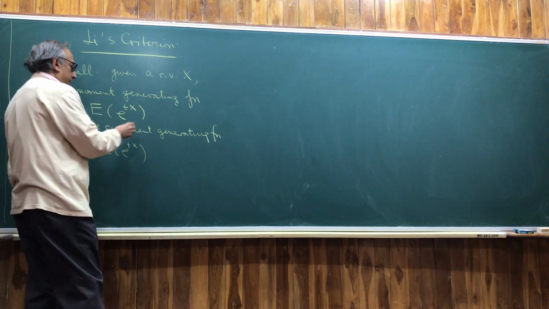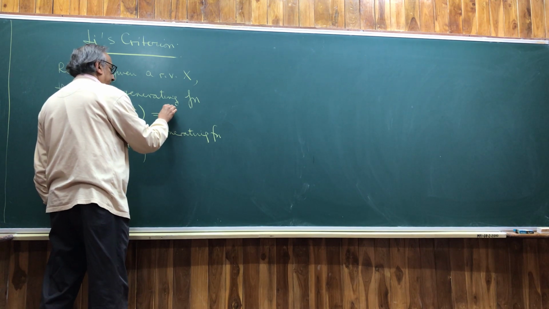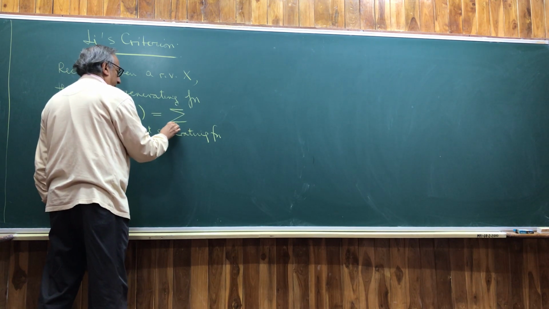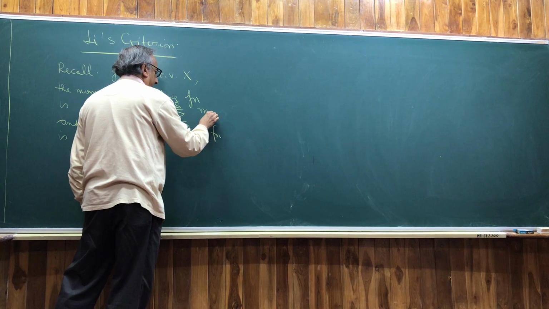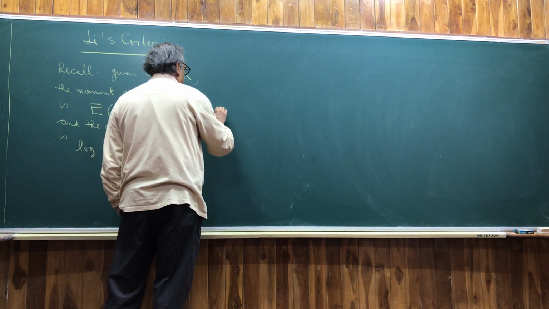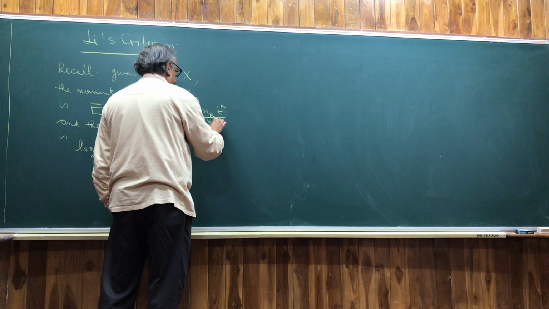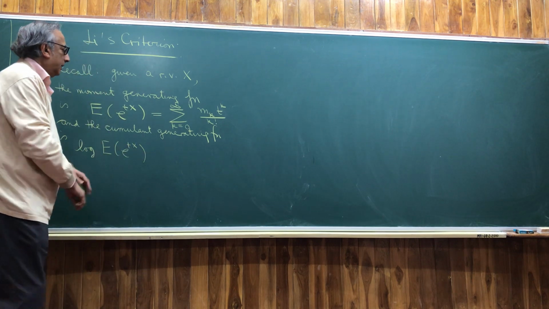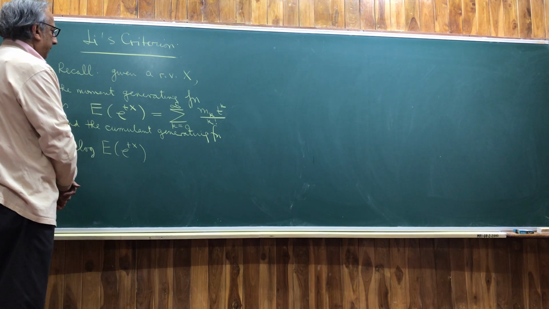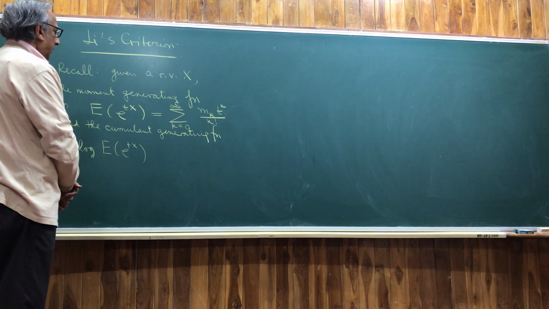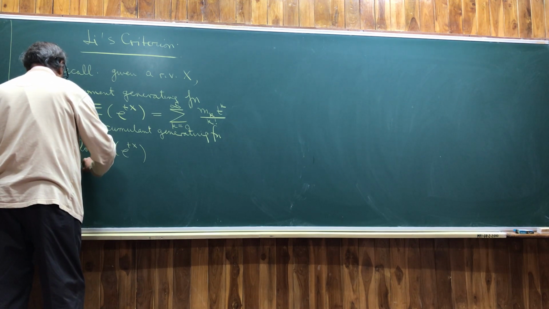Now remember that this begins by the sum over k going from 0 to infinity of m sub k, t to the k, over k factorial, where m sub k is the kth moment of the random variable.